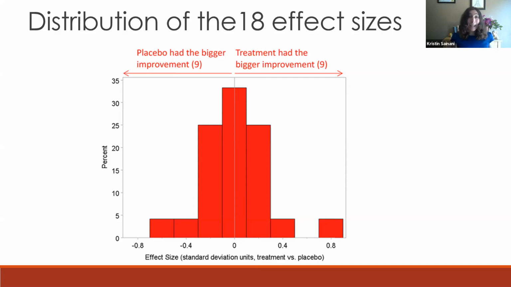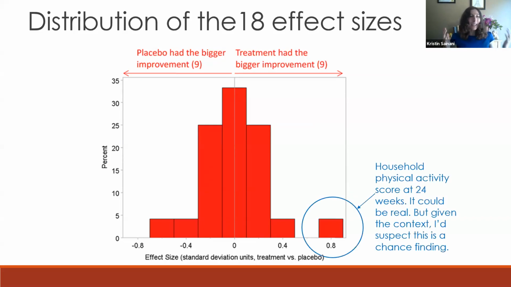This is exactly what you expect to see for the distribution if the treatment is completely ineffective. You expect a bit of a normal distribution with a few effect sizes out in the tail, centered right around 0. Exactly what we would expect to see if the treatment has no effect. Household physical activity is that little point at the end, the 0.8 there, at 24 weeks. That could be real, but it's exactly what I would expect to see if this was just a chance finding. I'm expecting to see this distribution with a few things in the tail.